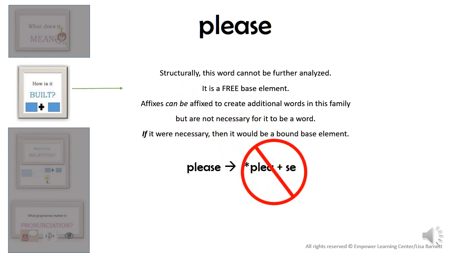You don't end up with PLEA, plea, and SE as a morpheme, as a suffix, because SE is not a suffix. We'd have to find other words that use SE as a suffix to call it a suffix in this word.